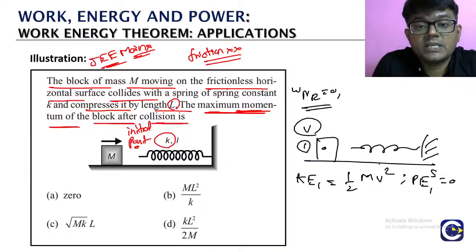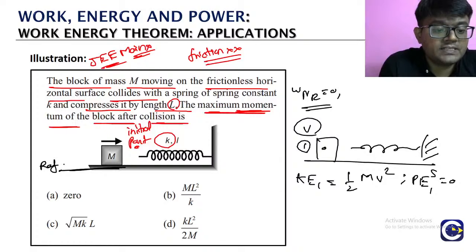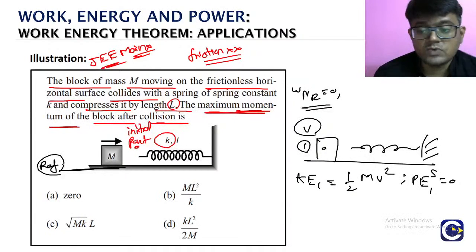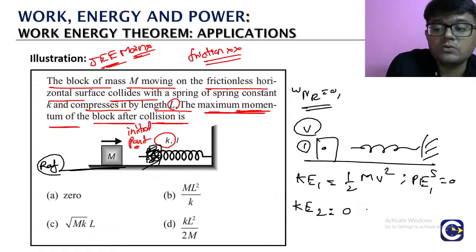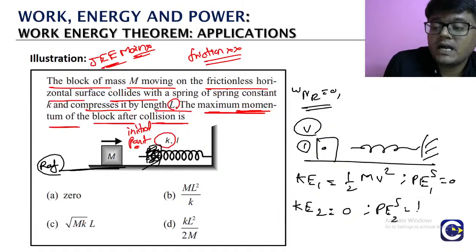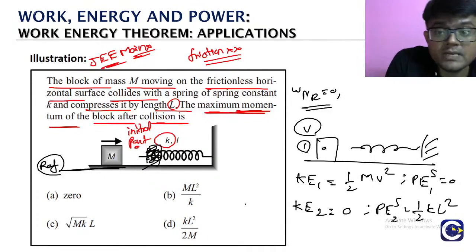Here also the gravitational potential energy concept will not come. Why? Because the block is moving along this line, which we take as the reference. Since it is always moving along the reference, the gravitational potential energy of the block is 0. Now, when the spring is fully compressed, the maximum compression state, that is our state 2. What is the kinetic energy of the block? 0. What is the spring potential energy? Half into k into L square, because the block is compressing the spring by L.